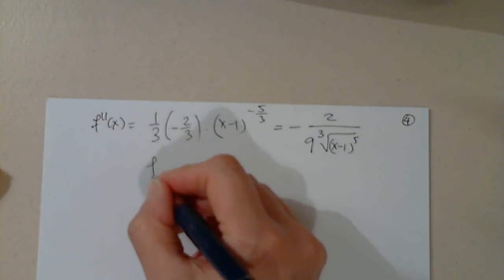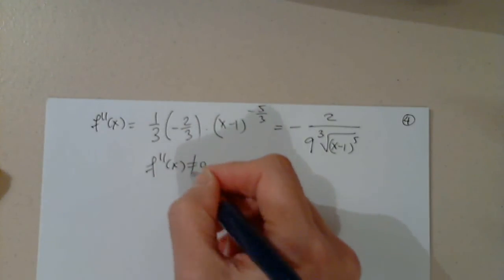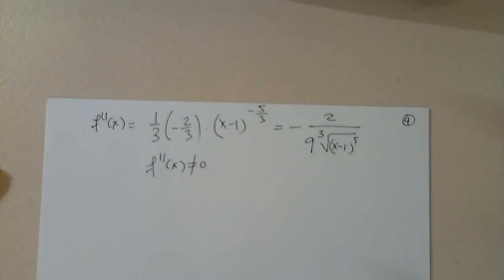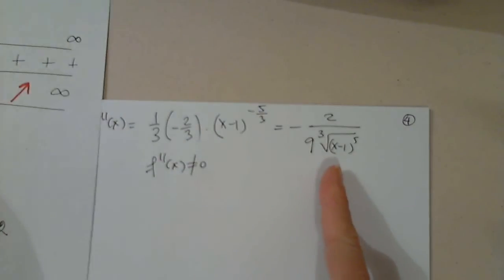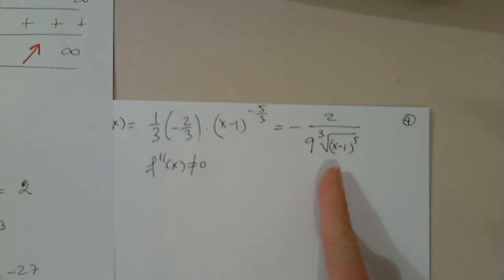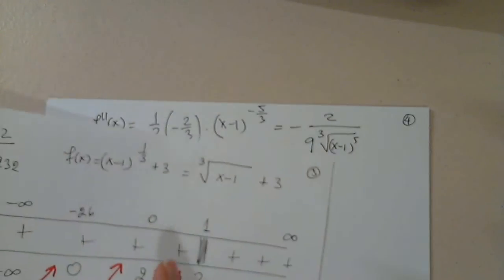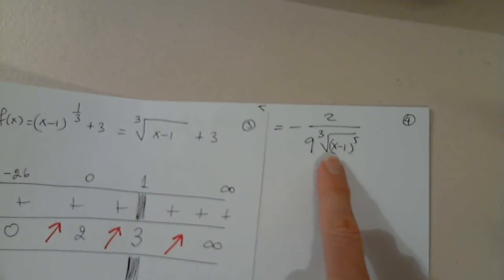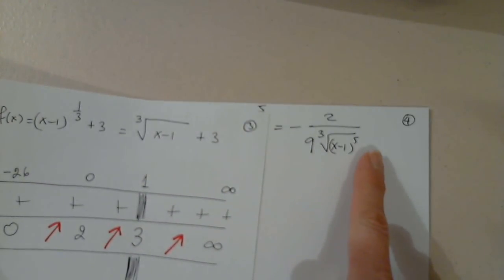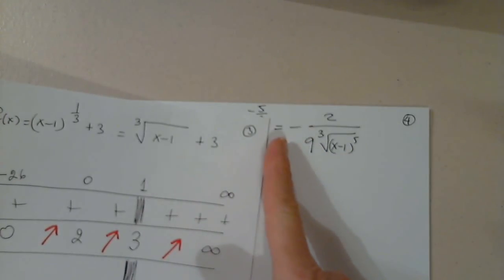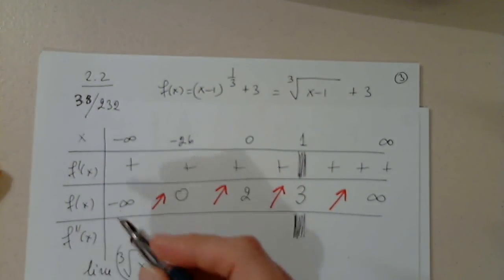F double prime is never 0. It's a fraction and the numerator does not have x in it. It could never be 0. So coming back to the chart, I need to study the sign of this. So I will plug in to the left-hand side of 1. Let's say I plug in 0. 0 minus 1 is negative 1. Negative 1 to the 5th is negative 1. The cube root of negative 1 is negative 1 with minus in front. So this whole thing will be positive.